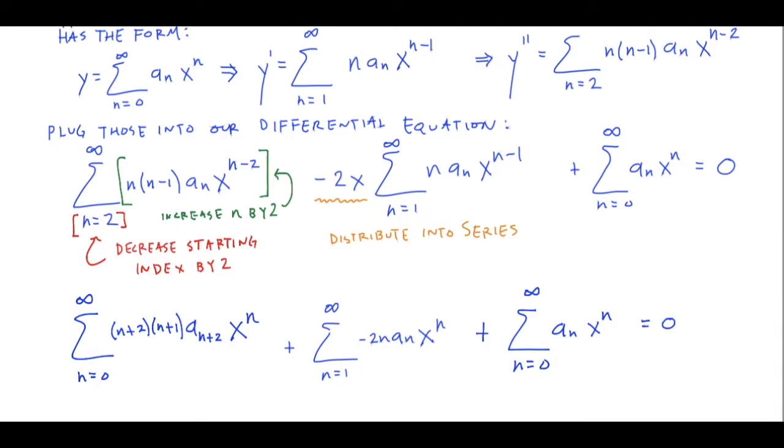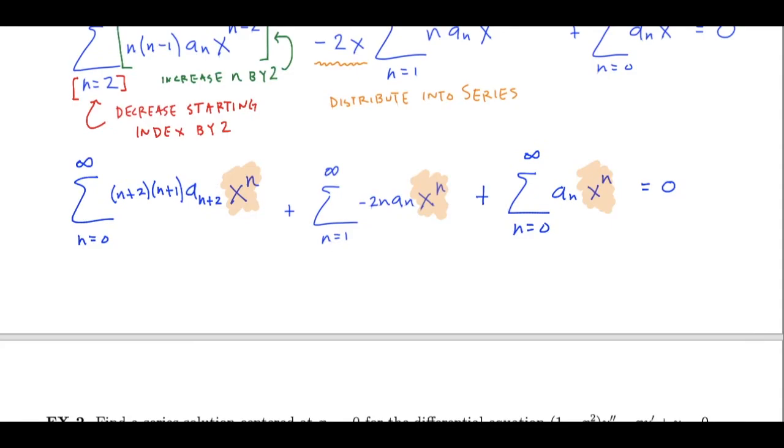And now I have successfully rewritten each of these series so that they all have the form x to a power. Sorry, x to the same power, specifically x to the n. So now what I want to do, in the limited space I have left, is factor out those x to the n terms. There's one additional detail that I have to attend to before I do that.